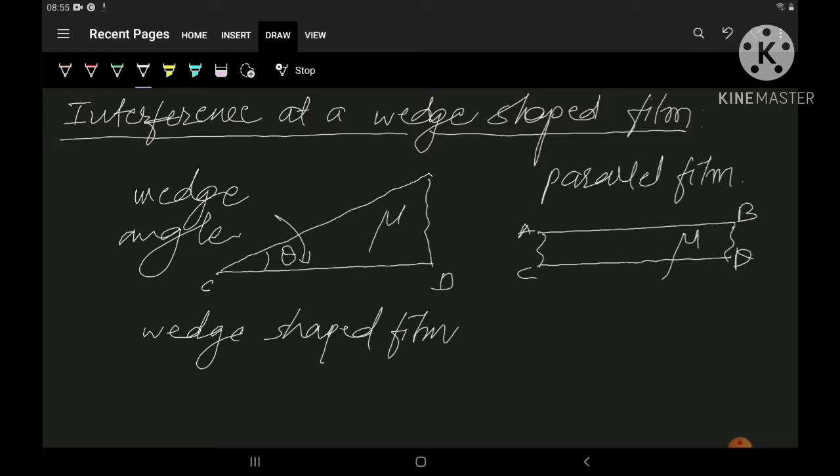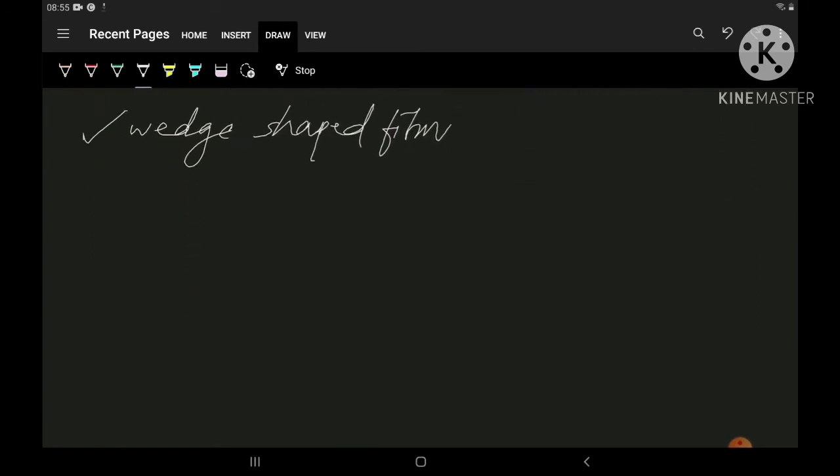So in this topic we have to study the interference of light in case of wedge shaped film. Let us try to draw the wedge shaped film, and we will see how the interference of light will take place in case of these types of films having two surfaces which are not exactly parallel to each other but are inclined with some angle. So dear all, let us try to draw this type of figure.